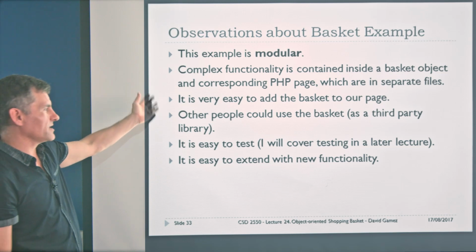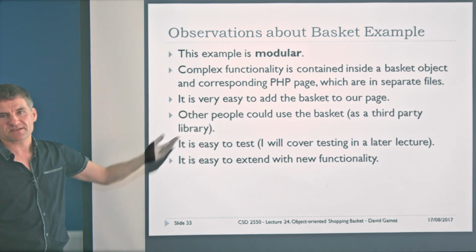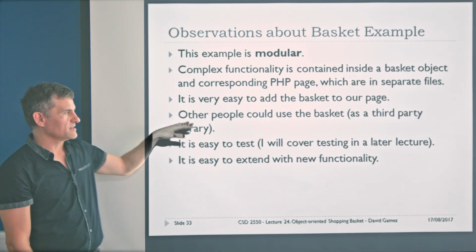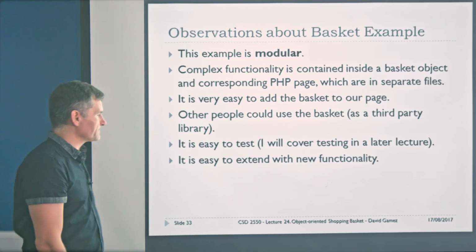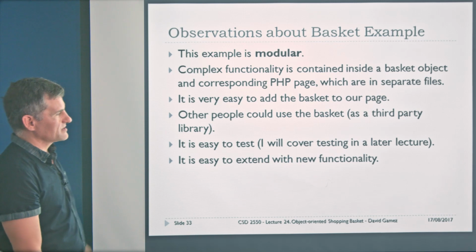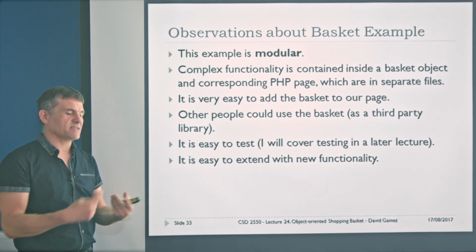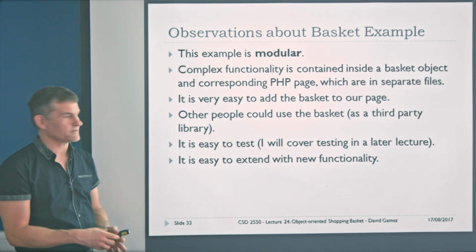So for example, if you're feeling dead keen, you could finish it off and release it as a third-party library. Other people could use this. They wouldn't need to know all the complex stuff about the AJAX and all the rest of it. They could just use it, and you could provide an API, and then they just interact with it that way. It's also easy to test. Testing is going to be covered in a later lecture. So we could test the add functionality, test the remove functionality, test the send, test the get, and so on and so forth.